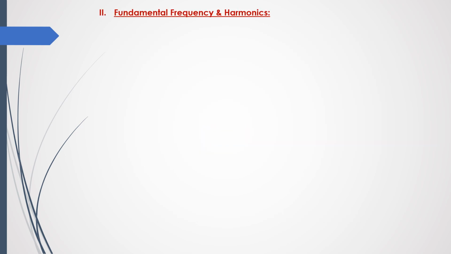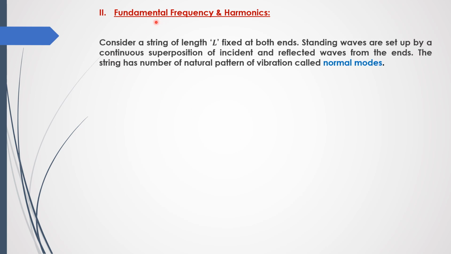Now let's talk about fundamental frequency and harmonic, one of the most important topics of this chapter. So we are going to derive the expression for fundamental frequency and harmonic. For that we consider a string of length L fixed at both ends. Standing waves are set up by continuous superposition of incident and reflected wave from the end. The string has a number of natural patterns of vibration, which we call normal modes.